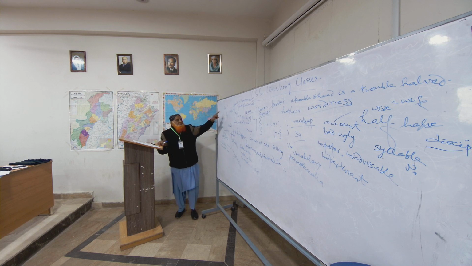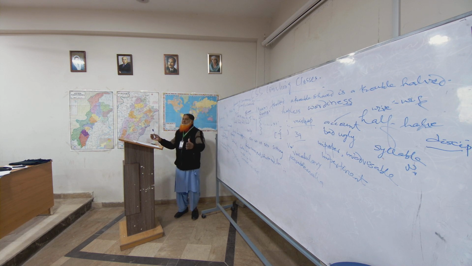This is also used as a zero article, meaning no article. When you mean man right from Adam to this day, you say: man is mortal, woman is frail. So when there is no article needed, it is called the zero article.